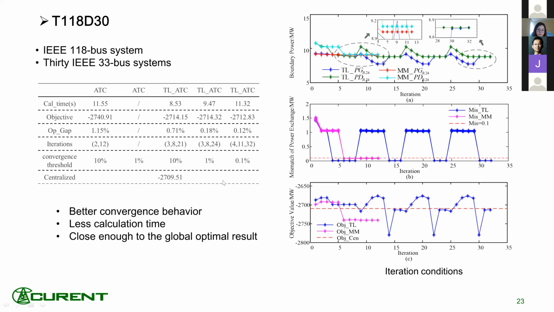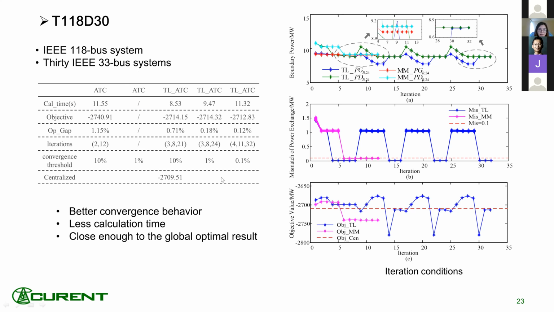This part of the work is first verified in the T118 and D33 system. This is quite a large one because it contains the 118 bus transmission system and 33 bus distribution systems. And obviously our improved algorithm has good computational behavior because it has better convergence behavior and less computation time.